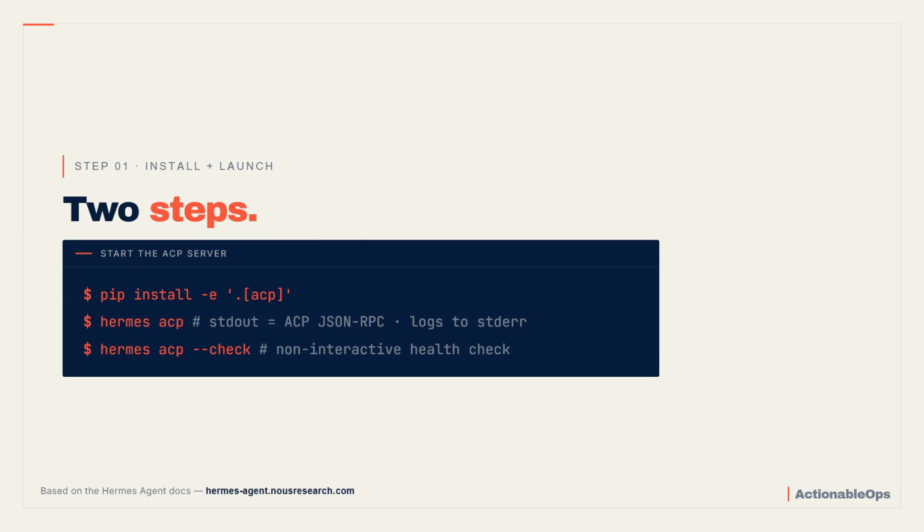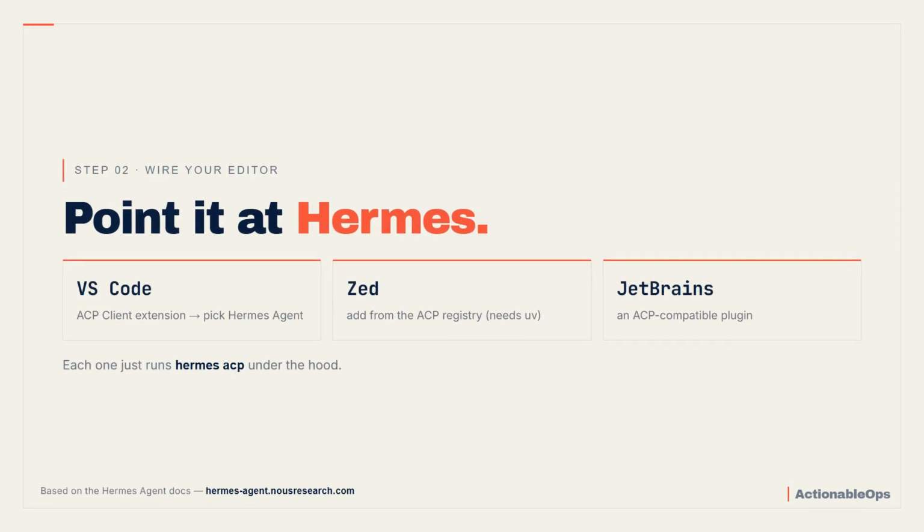Setup is 2 steps. Install the ACP extra with pip, then run Hermes ACP to start the server. It logs to stderr, so stdout stays clean for the protocol. There's also Hermes ACP --check to confirm it's healthy. Then point your editor at it.